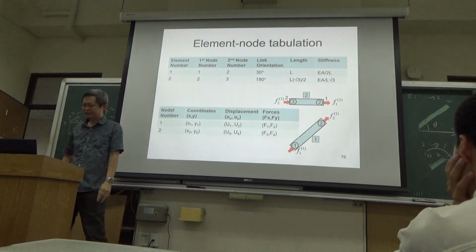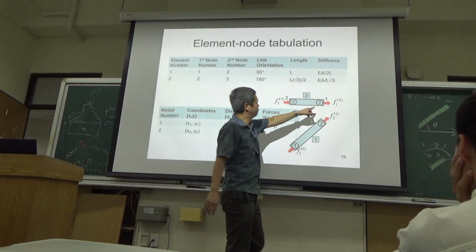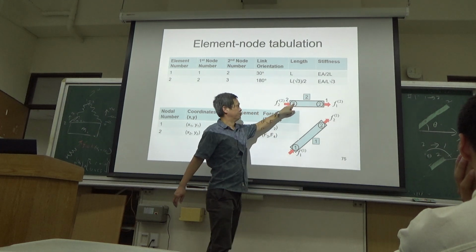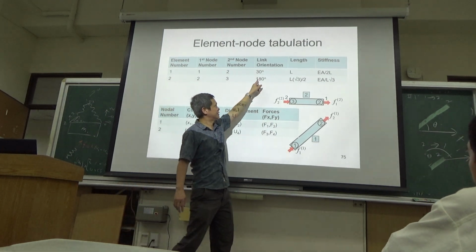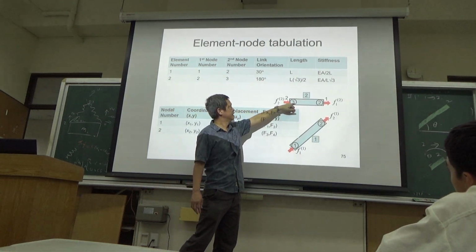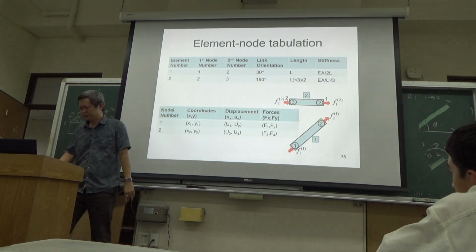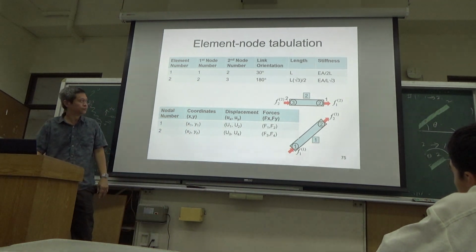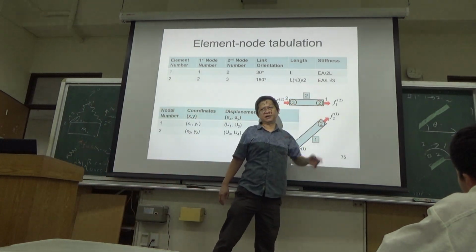And then next, what is element 2? Element 2, I start from knot 2 pointed to knot 3. So in this case, the inclination is 180 degrees. And what's the length here? The length here is square root of 3 divided by 2 times L. And then what's the stiffness? Stiffness is EA over L.